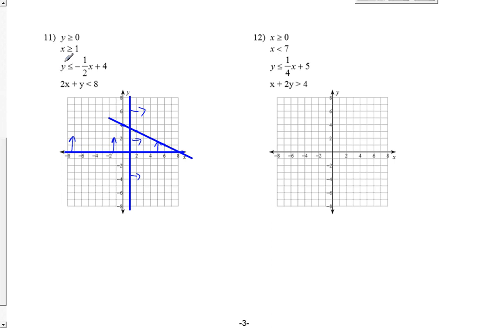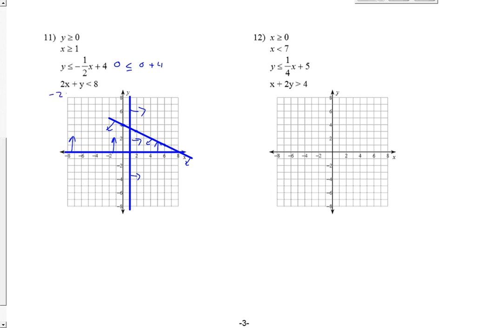And for my shading, I'm going to plug in 0, 0 just to see if I'm shading down or up. So if I put in 0, is that less than 0 plus 4? Yes. So that means I'm shading down. So far, if you look at this, I'm shading in this triangular region right here. So we'll see what this next line does for us, to see if it cuts off part of this triangle.